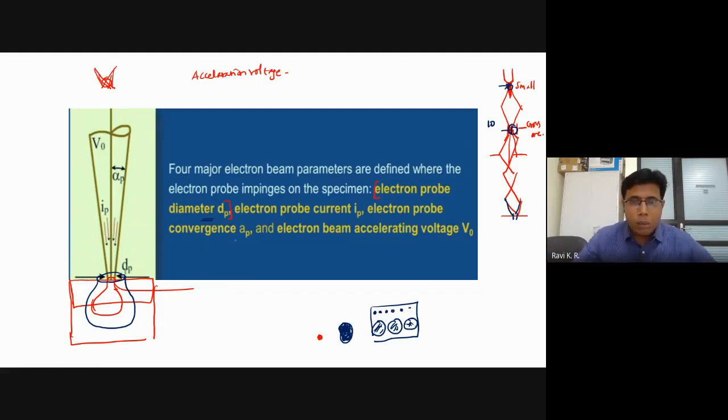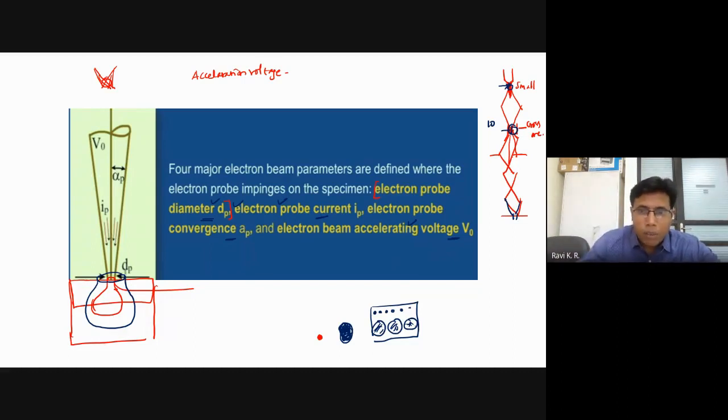Okay, so this depends on the electron probe current and electron probe convergence also, and it depends on the accelerating voltage also. But all these elements individually can also have an impact. So if you increase the acceleration voltage, this can have a different impact on the probe current as well as the diameter. So it's a very complex interconnected set of parameters you need to optimize for a particular sample. That is what we are going to discuss with certain examples.